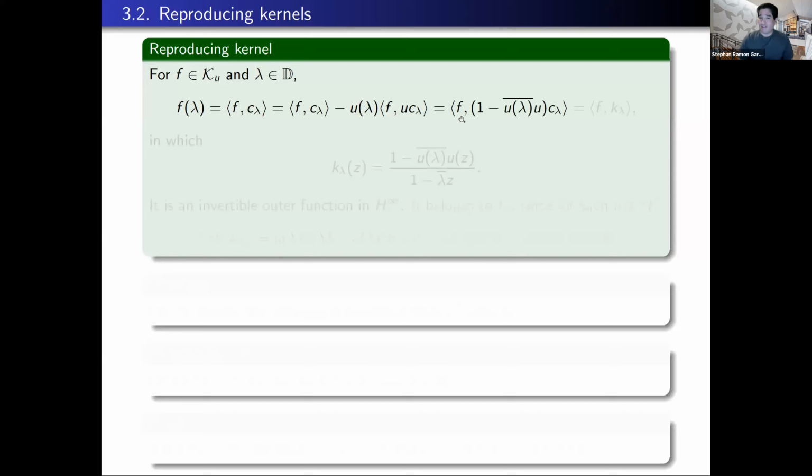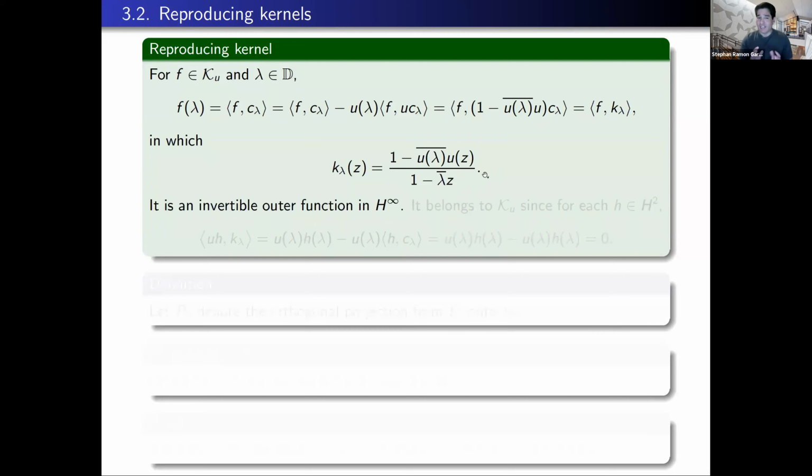And so I regroup terms as my next step. And so I have F inner product with this thing is equal to F of lambda. So I'm going to call this weird expression K lambda. So this happens to be the reproducing kernel for the model space Ku. You can see the Cauchy kernel part right here, 1 over 1 minus lambda bar Z. And then we've got this extra part here that contains information about the inner function U. So we'll notice it's an outer function in H infinity.